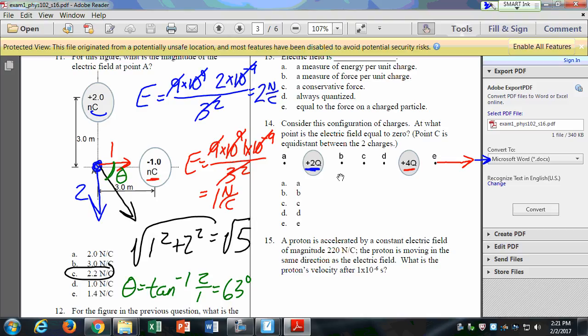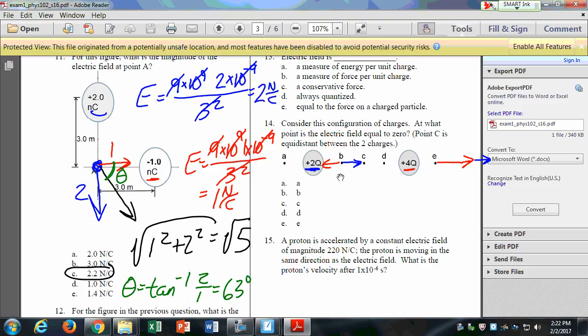Due to the plus 2q, say it's C. Actually, the answer is going to be B, so I'll start here. It's going to be in that direction, and due to the plus 4q charge, it'll be in that direction. Turns out that B is the answer, so we need to distinguish between B, C, and D. Now, if I'm at D, let me draw the vectors for D.